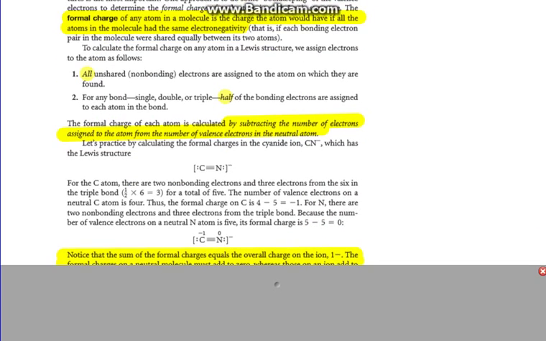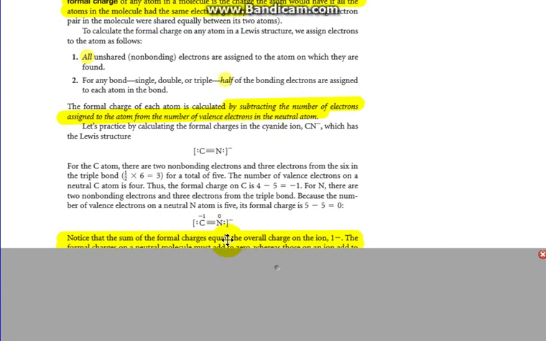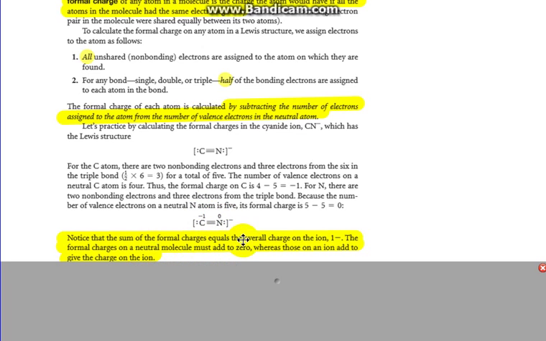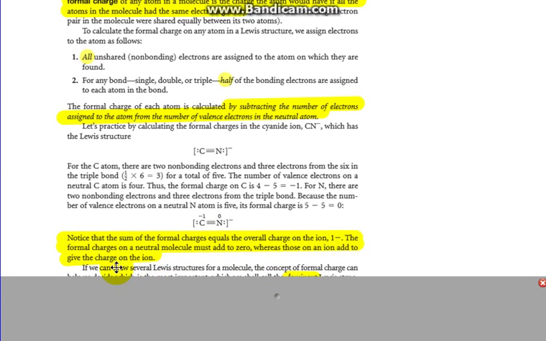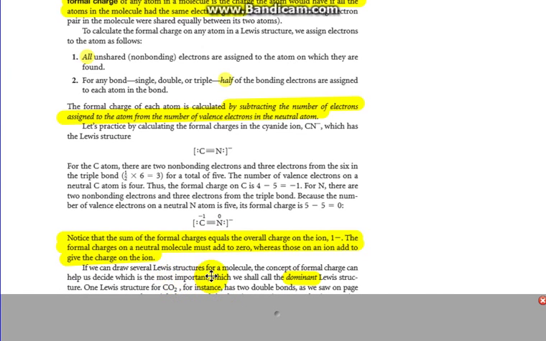So what happens here is I get kind of an idea as to what's going to happen here with bonded and unbonded electrons. Carbon is sitting at -1, nitrogen is sitting at 0. Notice that the sum of the formal charges equals the overall charge of the ion. In this case, the formal charges on a neutral molecule must add up to be 0, whereas those on an ion add to give the charge on the ion itself. If we draw several Lewis structures for a molecule, the concept of formal charge can help us decide which is the most important, which we call the dominant one.